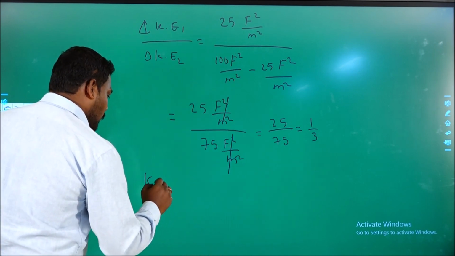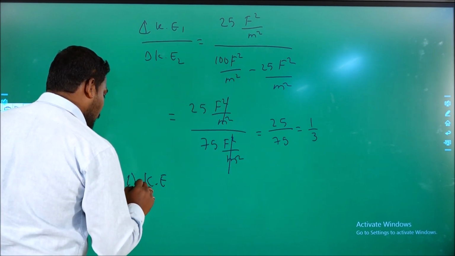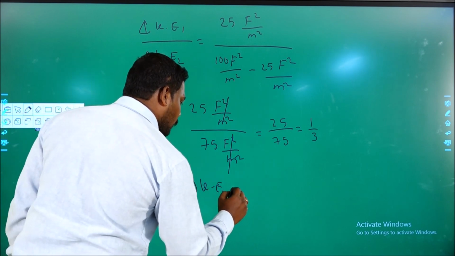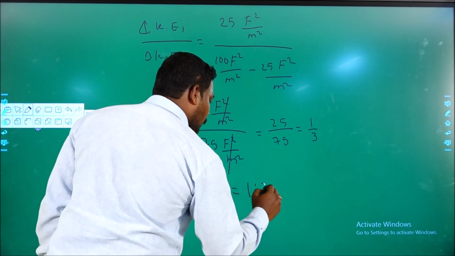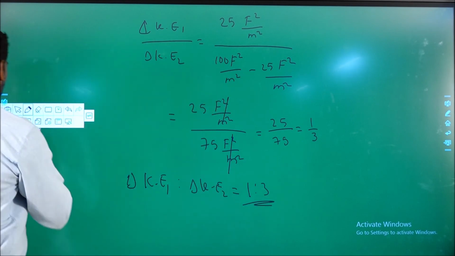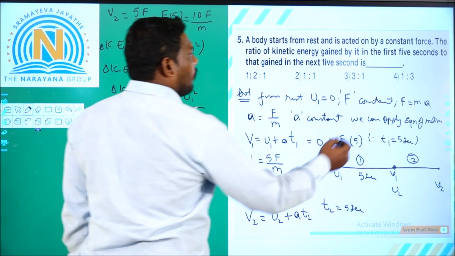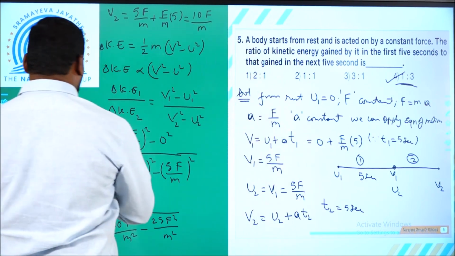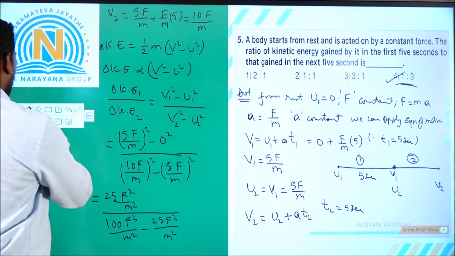So the change in kinetic energy 1 is to change in kinetic energy 2 will be in the ratio 1 is to 3. So here our answer would be 1 is to 3, right? You can refer to that on the next page here.